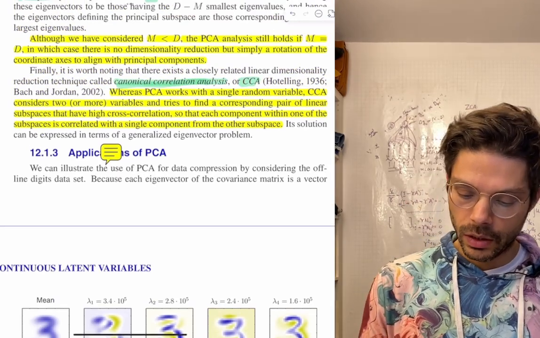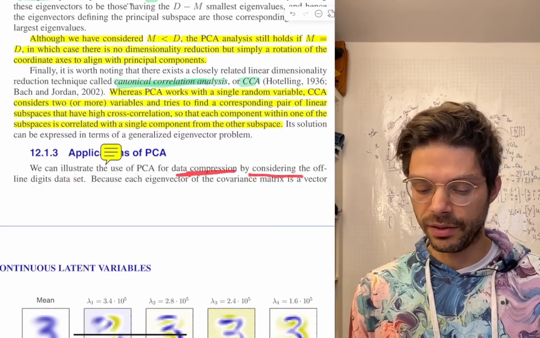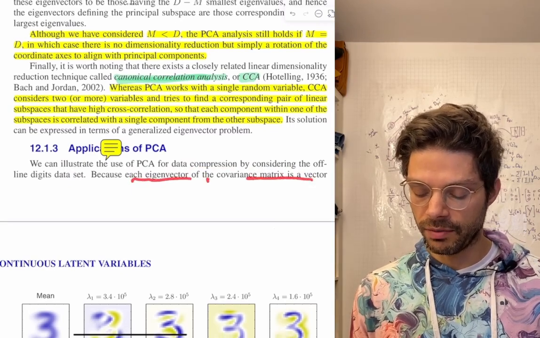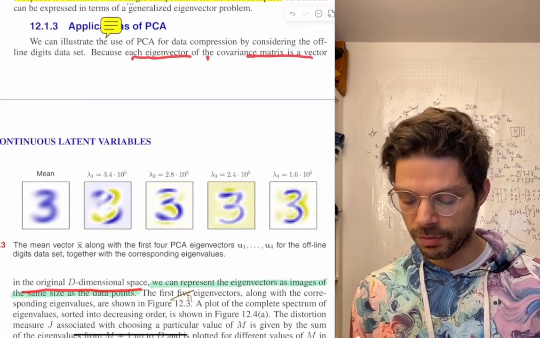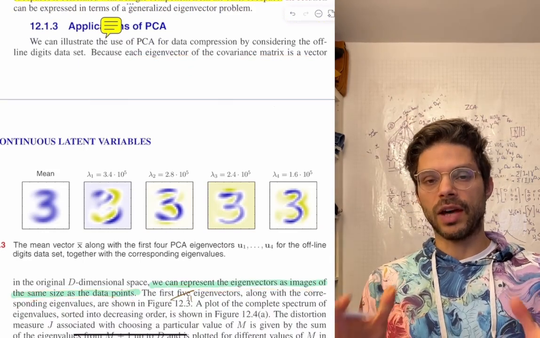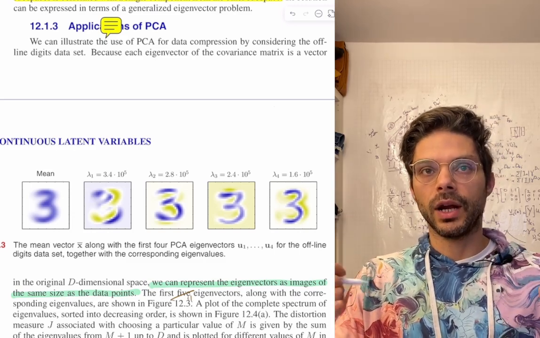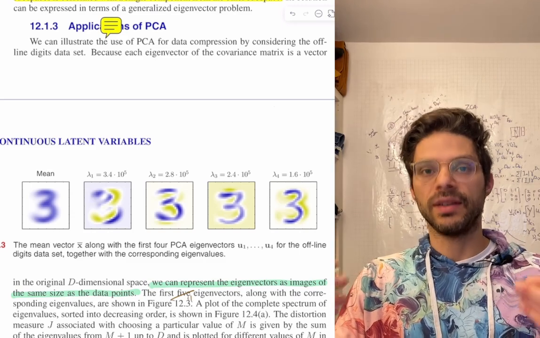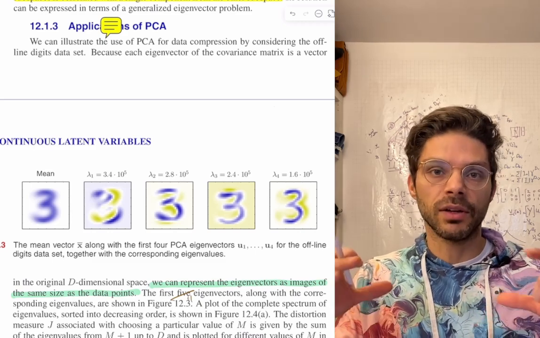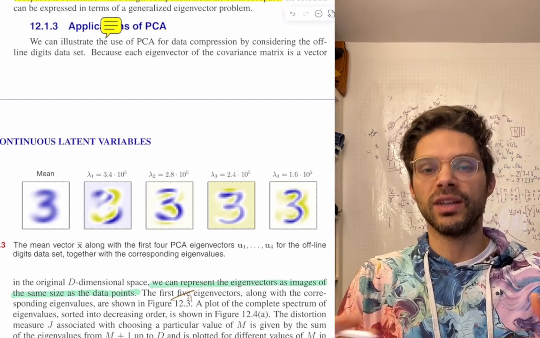Okay, so we can illustrate the use of PCA for data compression by considering the offline digits data set. Because each eigenvector of the covariance matrix is a vector in the original d-dimensional space, we can represent the eigenvectors as images of the same size as data points. This is actually one of the really cool things about PCA, is that the mean and the eigenvectors are going to live in the same space as the data. So if you can visualize the data as pixel images, well, you can do the same thing with the eigenvectors and the mean, and then you can look at it and see, does that make sense?